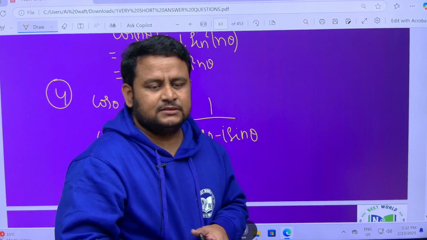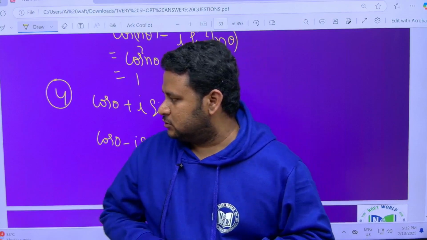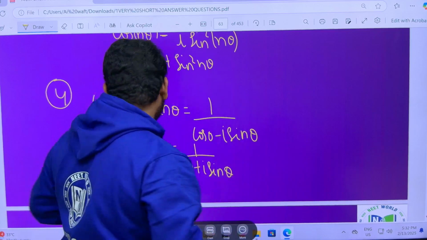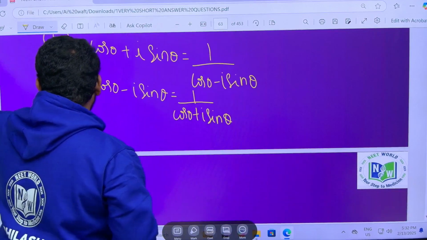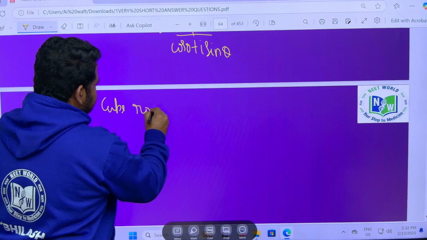Next thing is cube roots of unity. They will ask questions based on cube roots of unity also. So when they ask questions on cube roots of unity, you have to understand the concept of cube roots of unity. See here, cube roots of unity.